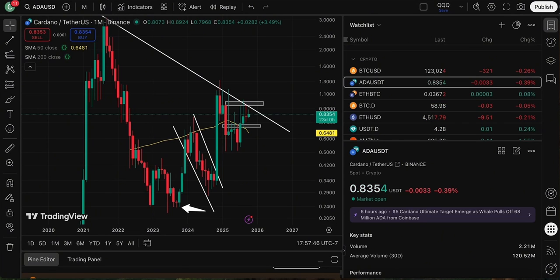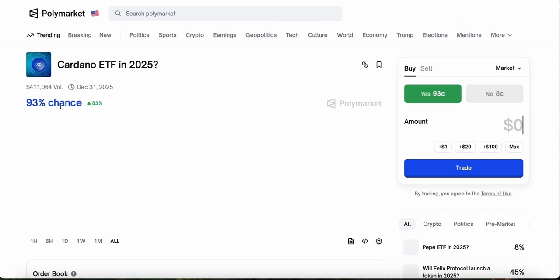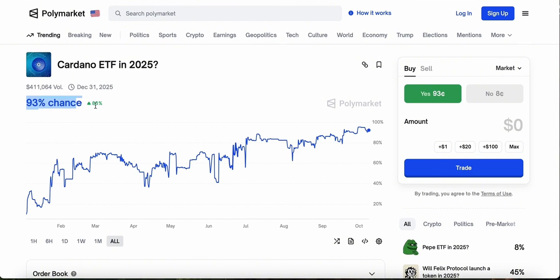So next thing, I'm going to show you something. Polymarket odds. We are right around 93% chance of a Cardano ETF in 2025. How great is that? 93%.